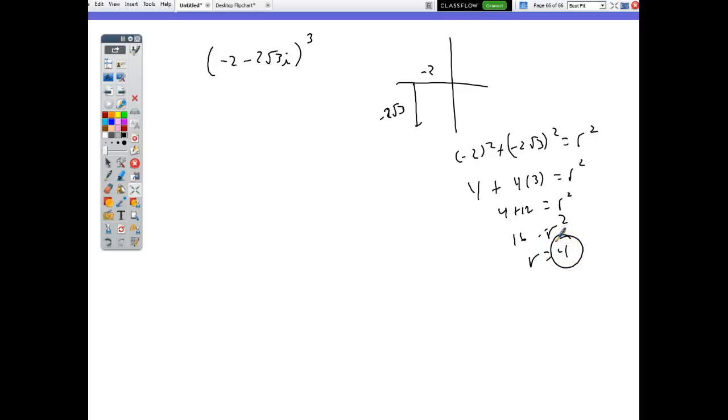So it's going to be 4 cis. How do we figure out what the angle is? We're going to use tangent yet again. Tangent of theta equals negative 2 root 3 over negative 2. Those cancel out, right? What's my reference angle? 60 degrees. r equals 4. You with me?